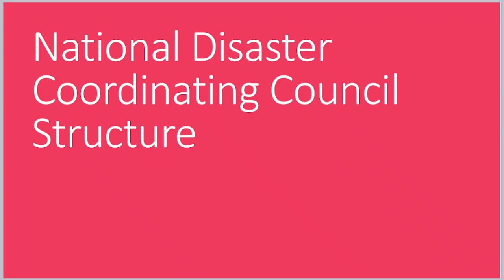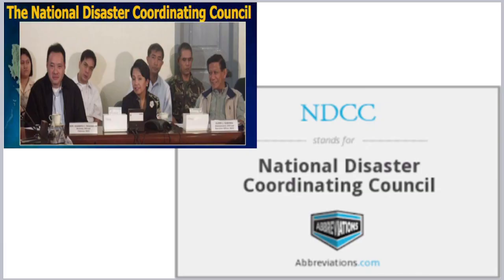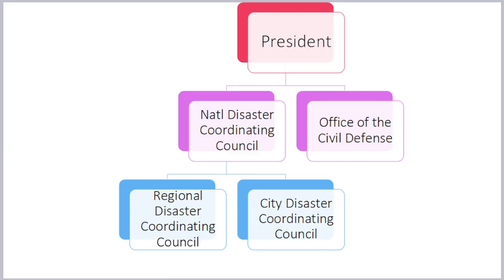Okay? Okay, we have reached the final topic, which is the National Disaster Coordinating Council structure. Ano ba yung structure ng ating NDCC? Okay, let's take a look. So, when you say the NDCC, National Disaster Coordinating Council, it is composed of, the first one, syempre, ang ating president. Okay? Then, from the President, we will branch out to the National Disaster Coordinating Council or NDCC and Office of Civil Defense. So, OCD. So, dalawa yan silang pantay. Okay? NDCC and OCD. They are used to manage disasters.